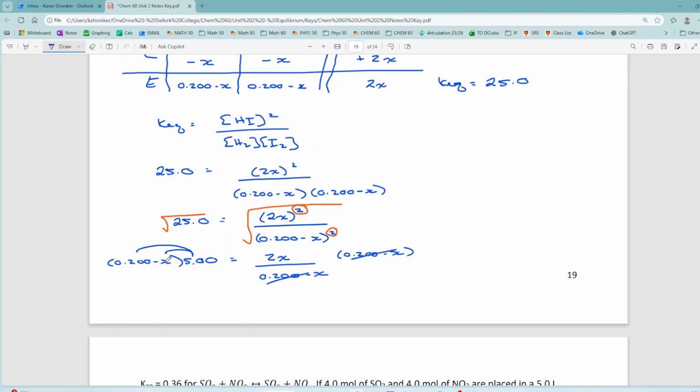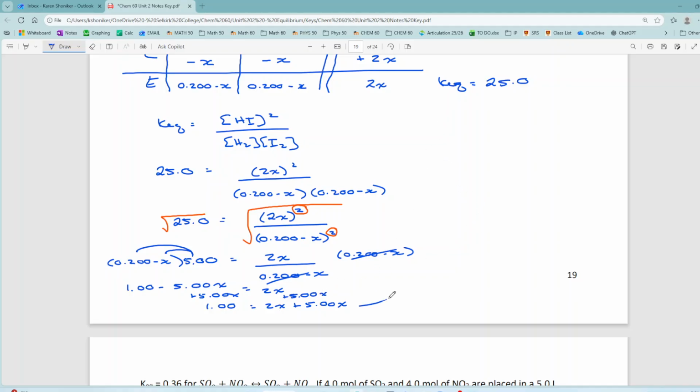I'm going to tell you what you have to do next, which is multiply through. You're going to end up with 5 times 0.2, which gives me 1. And we'll just keep track of our sig figs. So that's 1, well, let's do it. So 1.00 minus the 5.00x is equal to 2x. And that 2 wouldn't have any sig figs attached to it because it's a change. Then you're going to put your x's on the same side. So you're going to get 1.00 is equal to 2x plus 5.00x. So I've taken this and I've added the 5.00x to both sides.